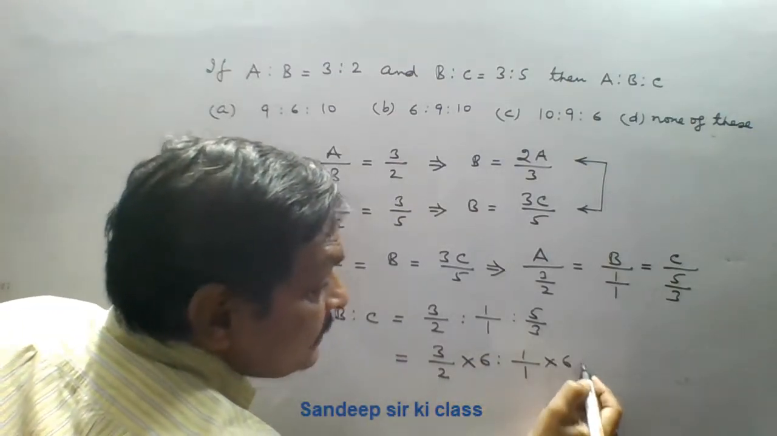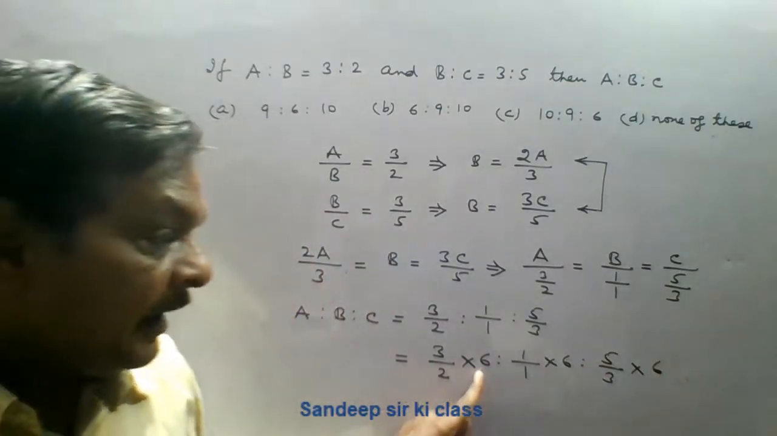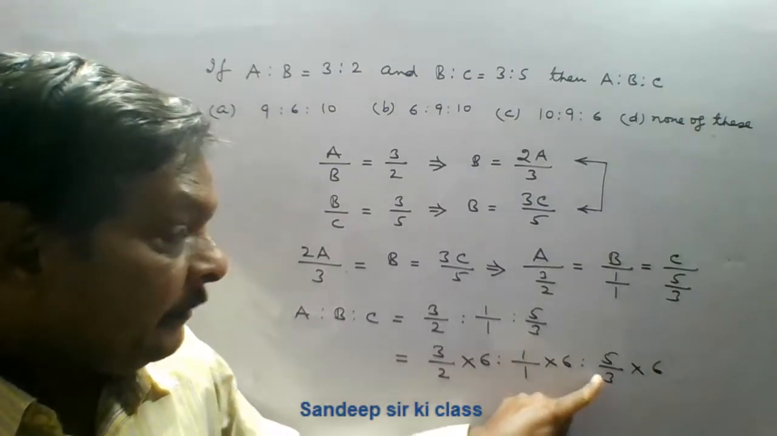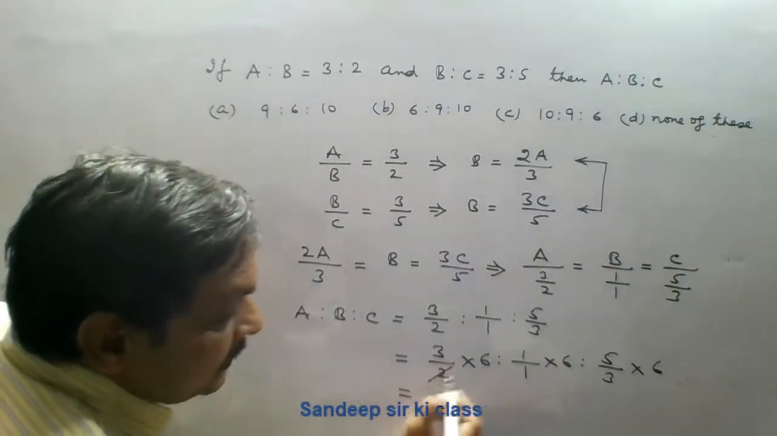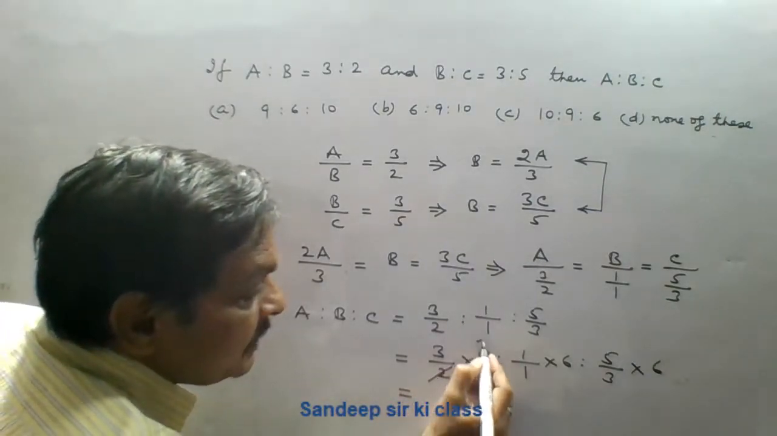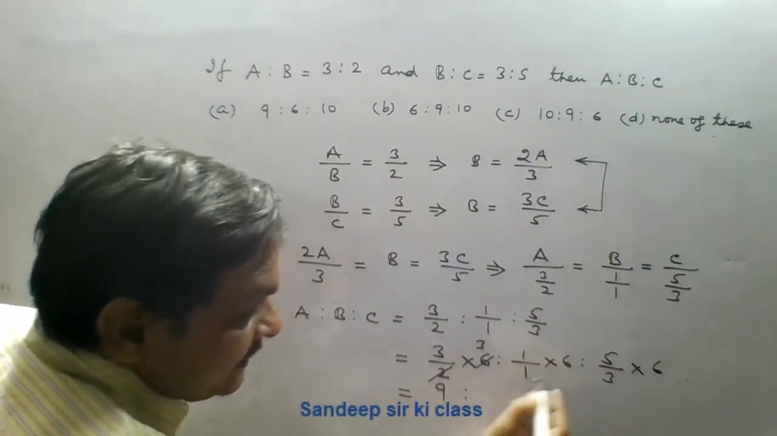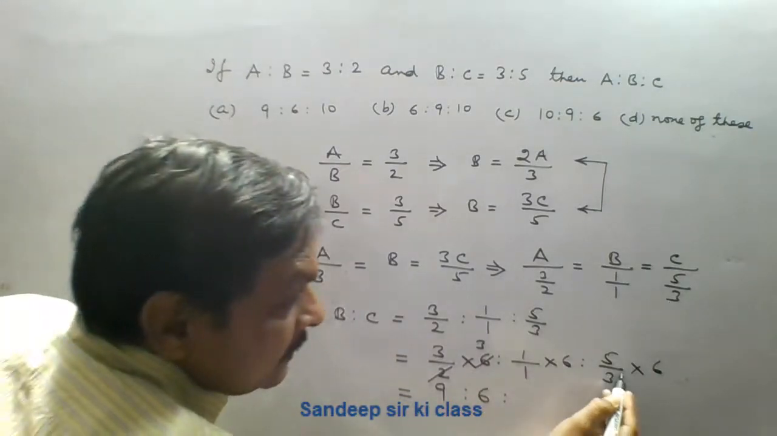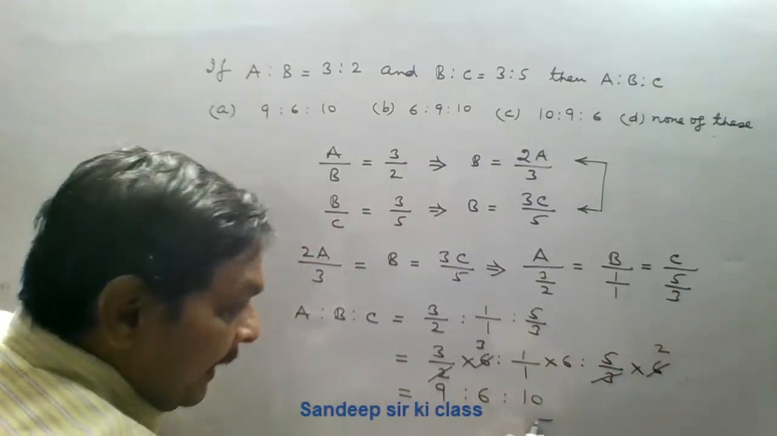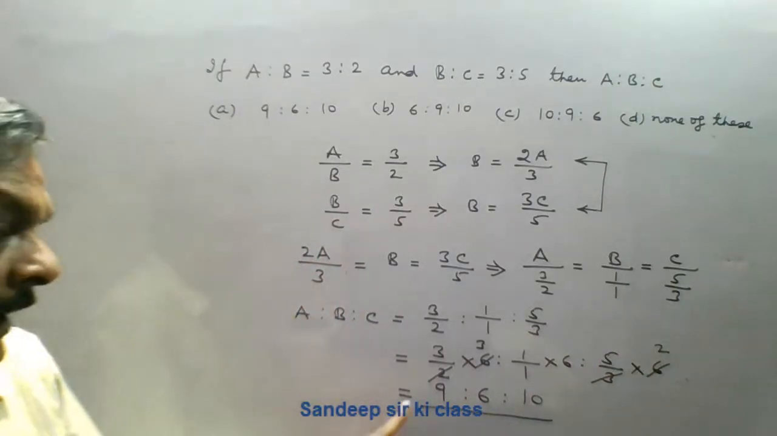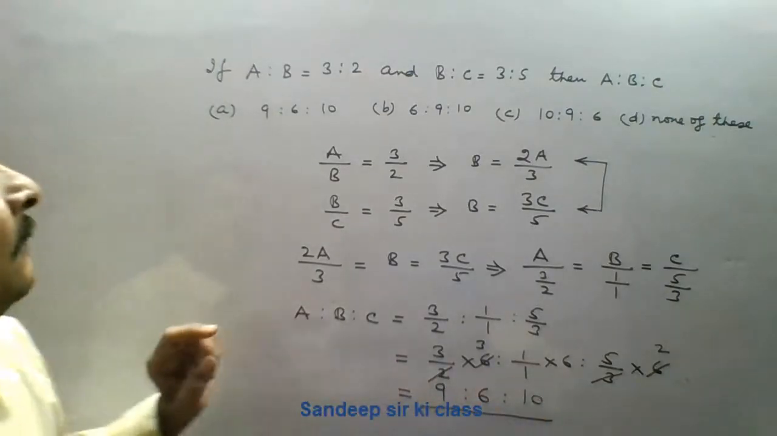So, this gives us, like this, 3 upon 2 multiplied by 6, 1 upon 1 multiplied by 6, and 5 upon 3 multiplied by 6. We obtain, now 2 cancels 6 three times. So, 3 into 3 is 9. 1 into 6 is 6. 3 cancels this 6 two times. So, 5 into 2 is 10. Hence, the ratio A : B : C is 9 : 6 : 10, which is our option A.